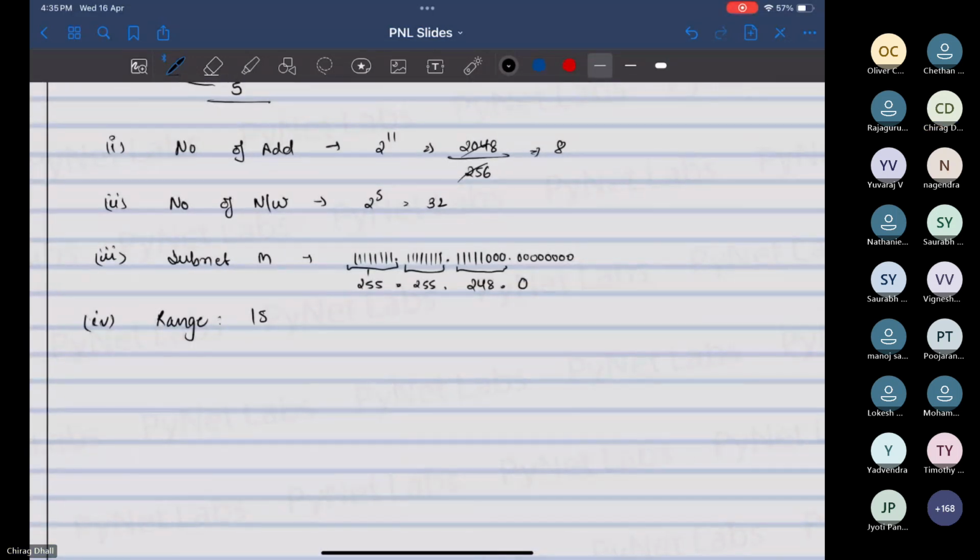150.11.0.0. Then we'll basically require 8 times 256 addresses. So first would be 0.0 to 0.255. Then 1.0 to 1.255. Similarly, 2.0 to 2.255, 3.0 to 3.255. And if you count it for 8 times, you will find out the last one is going to be 150.11.7.0 to 7.255. That's my final range for 2000 IP addresses.